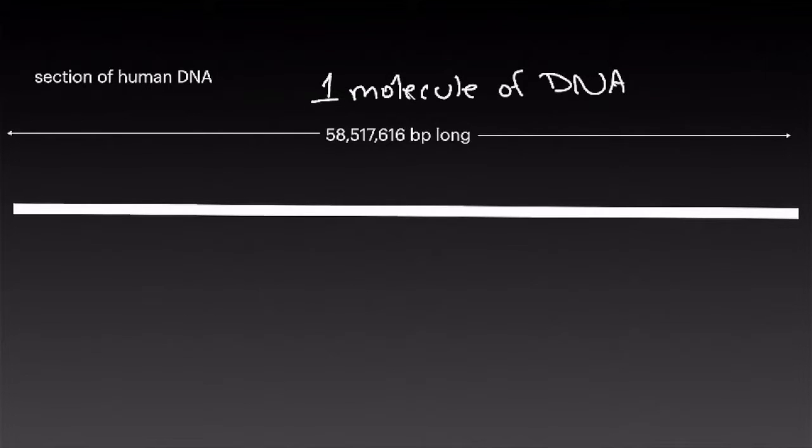And it is 58 million base pairs long. Just this one molecule. This is one continuous strand of DNA. So this is an actual representation of a real section of human DNA, a section of your DNA. You have a molecule in your body of DNA that is 58 plus million base pairs long. Cool. Isn't that cool? Don't worry, we're going to come back to that and I'm going to explain that.